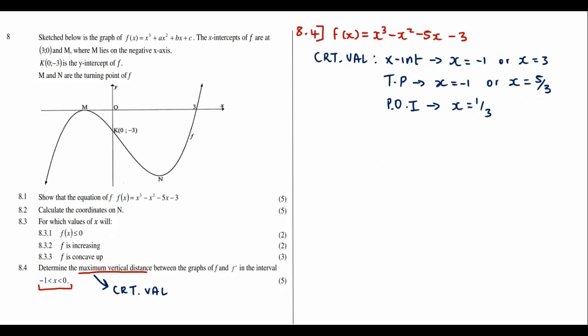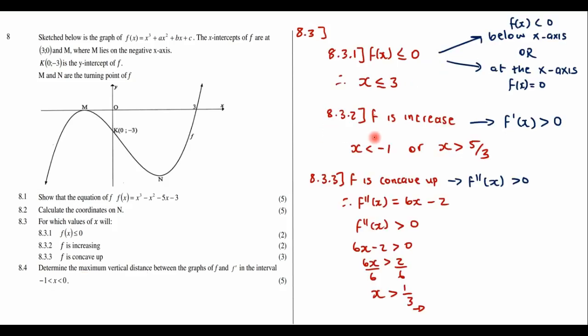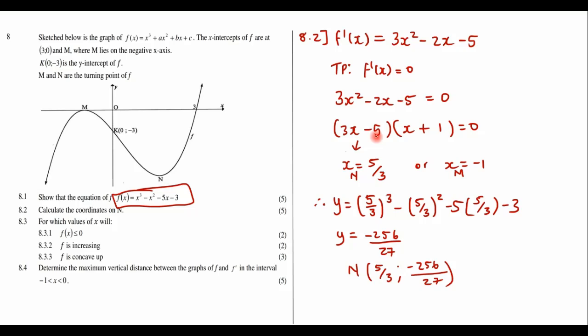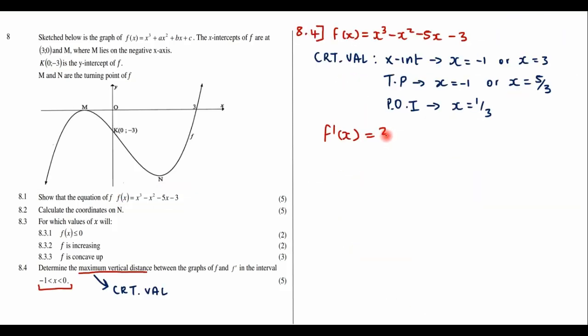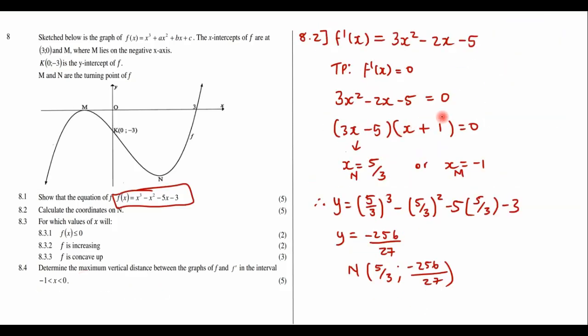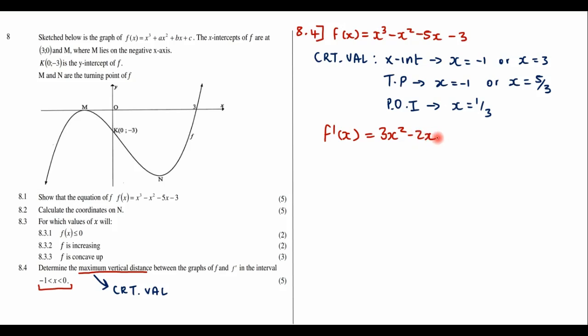So now we're going to look into the second part. The second part is the equation of the derivative, right? The equation of the derivative was 3x squared minus 2x minus 5. All right. So now what are we going to do? We're going to do the same thing. We're going to look for the critical values that we can find here, right?